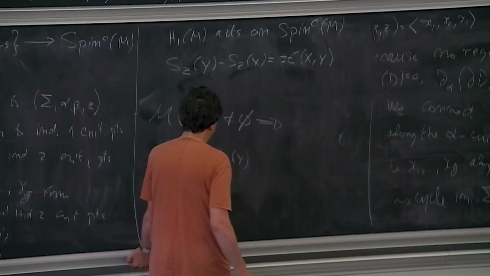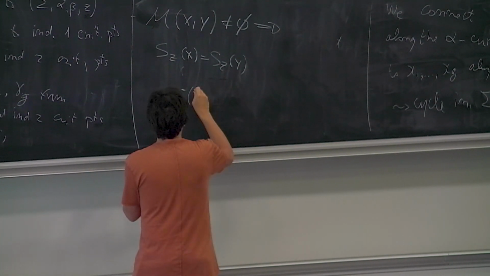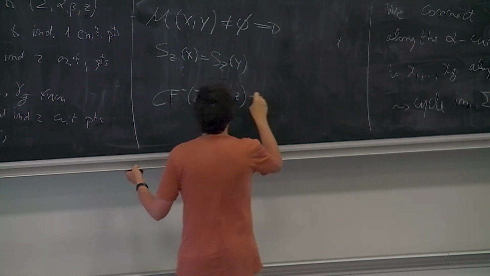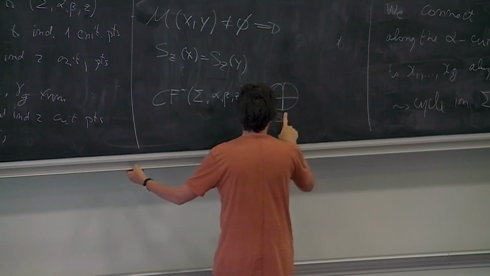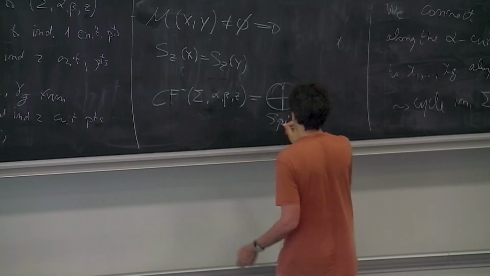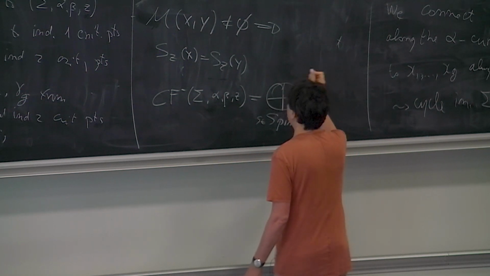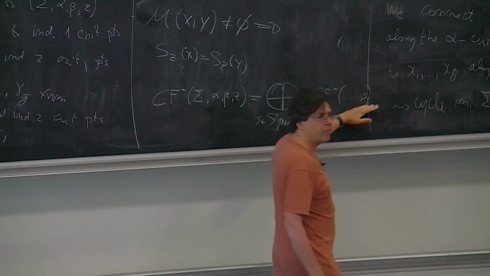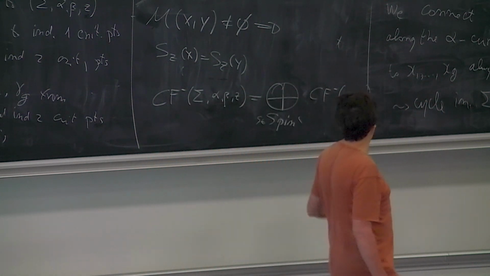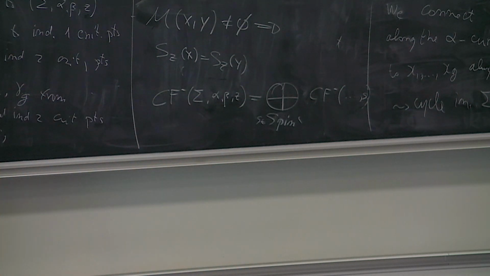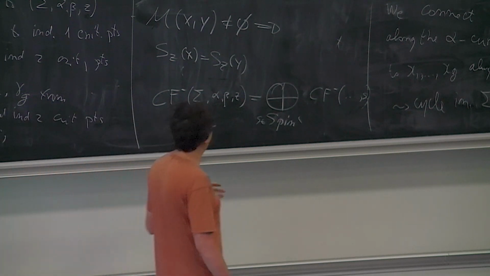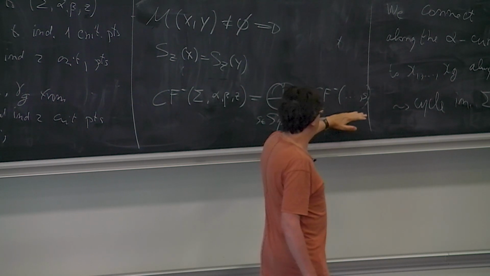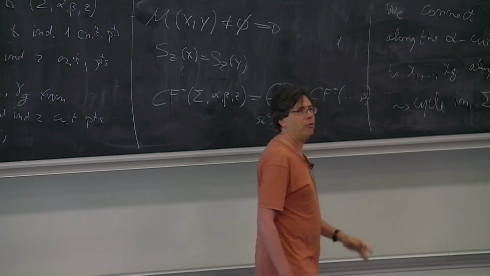So the upshot is that CF minus of sigma, alpha, beta, z decomposes as a union over spin-C structures of CF minus subgroups indexed by that spin-C structure. And this decomposition was defined on the diagram, so there were many choices, but you can follow the proof of invariance, and you can actually do the proof of invariance spin-C structure by spin-C structure, and that will give you that the homology itself decomposes.